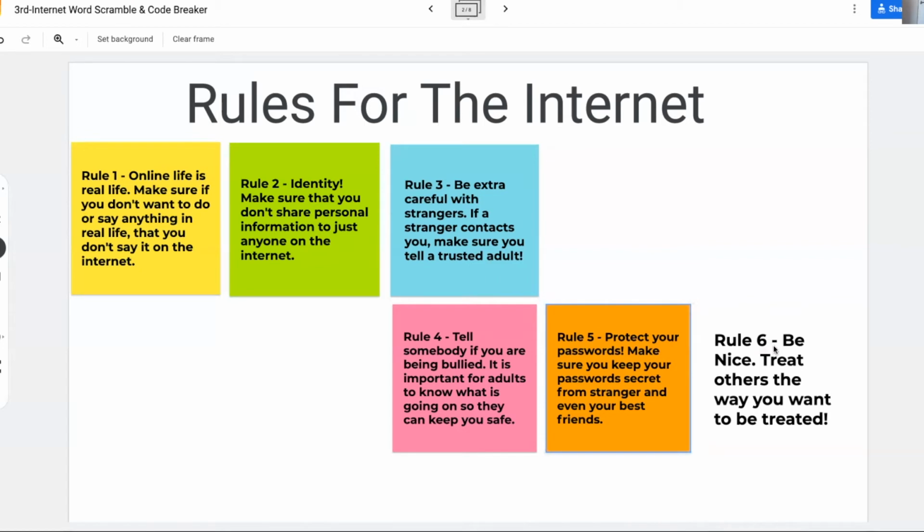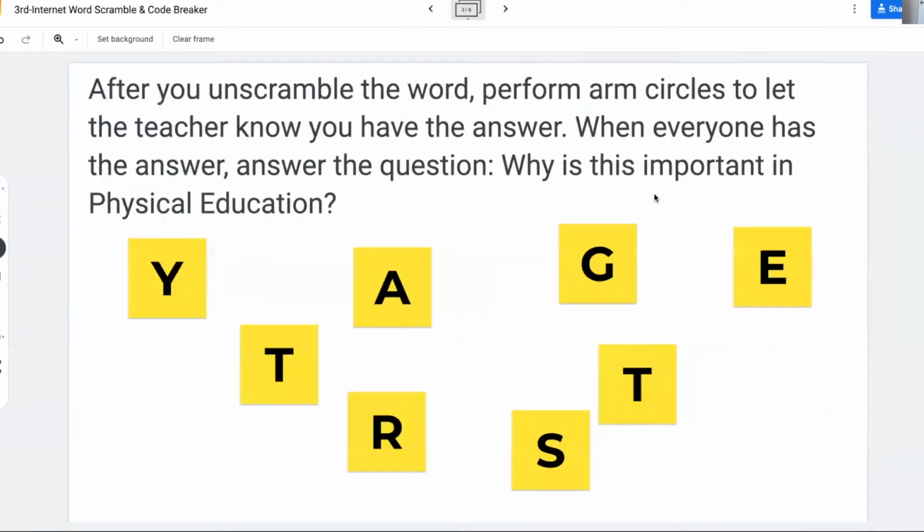And rule number 6, be nice. Treat others the way you want to be treated. It's always best to be kind and caring. Let's go on to the next scrambled word. After you unscramble this word, perform arm circles to let the teacher know you have the answer.